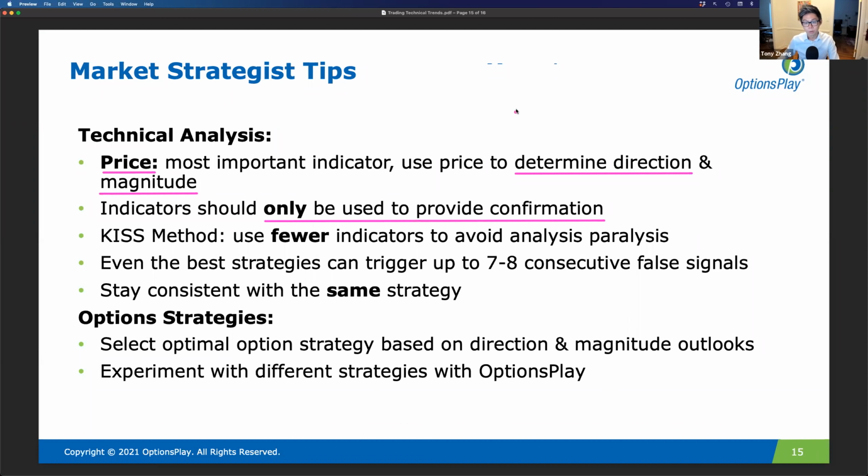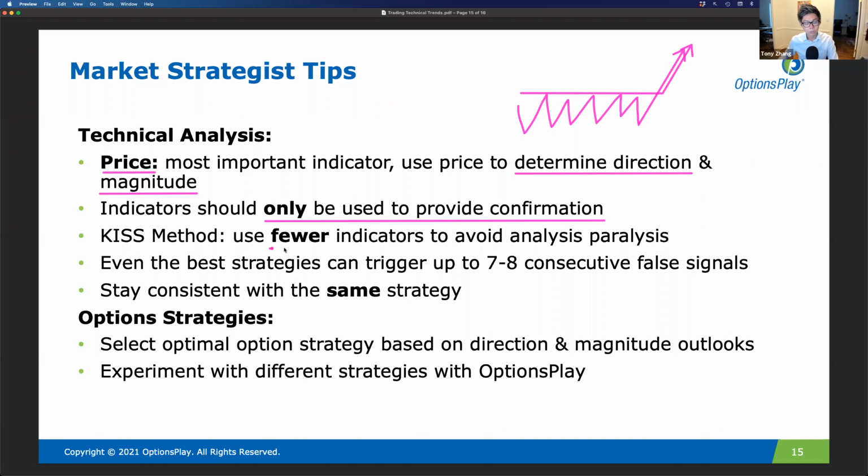So for example, if you have a stock that's breaking out from a trading range, right? It's trading in a range, starting to break out here. Only after the price breaks out above the range do you look at indicators to see if it's confirmed that breakout. You should only use indicators as a confirmation, never as a signal in itself.